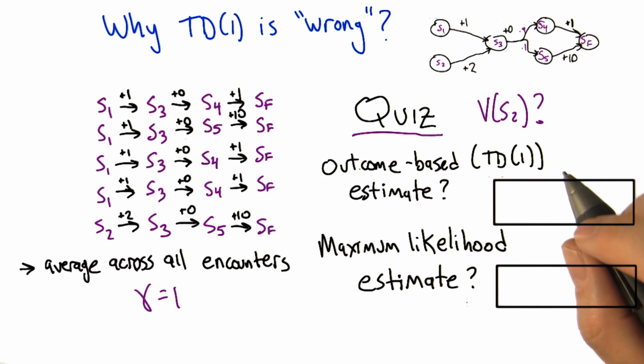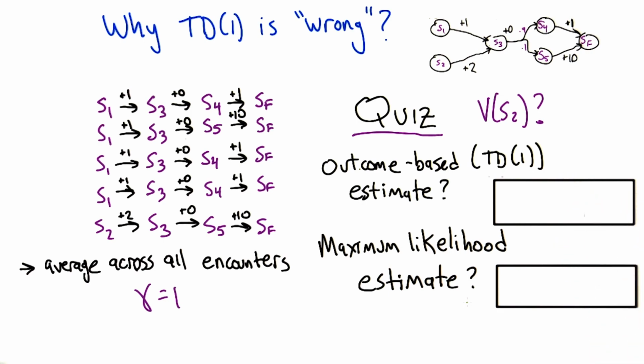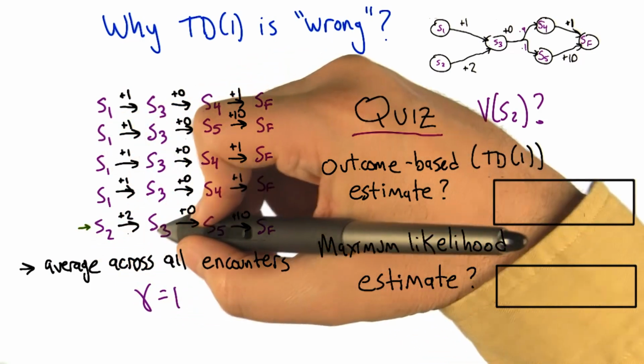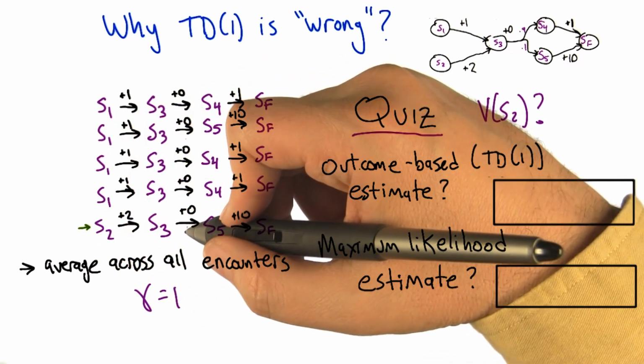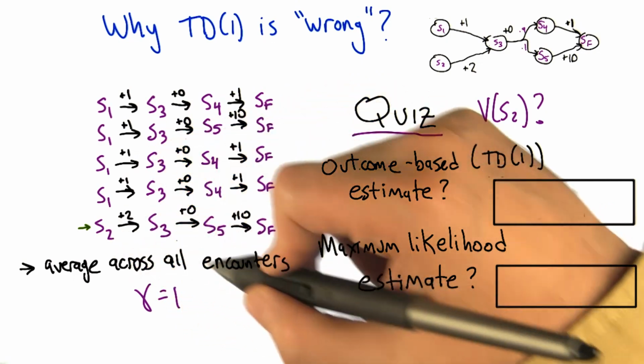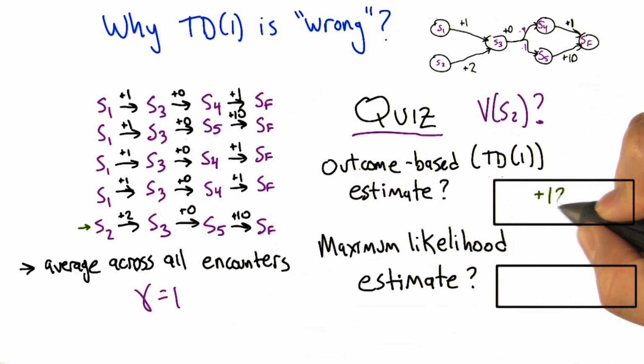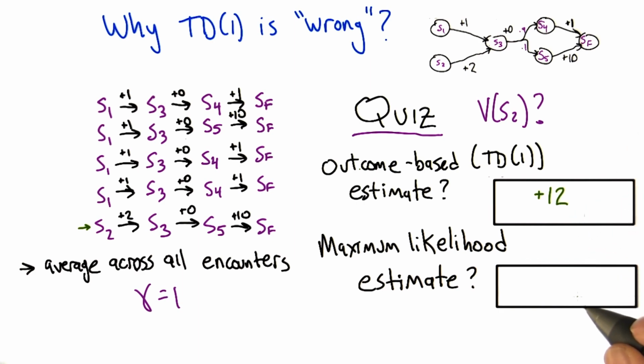So if I look at it, we encounter S2 exactly once. Exactly once. And so the average of 1 is pretty easy. And what is the estimate for that one? Well, 2 plus 0 plus 10, which is 12, because gamma's 1. So, good.